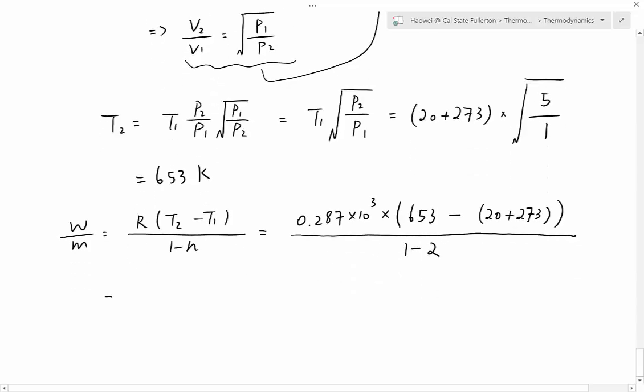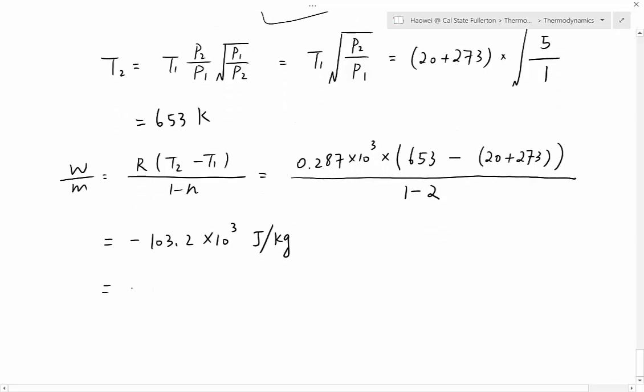So now our solution is negative 103.2 times 10 to the third. And because I used SI unit for everything on the right-hand side, the solution must also have SI unit. The SI unit for work is joule, divided by mass. The unit for mass is kilogram. So this is the unit. And then we do one more step, negative 103.2, convert joule to kilojoule. Okay, so this is the solution for work per unit mass.